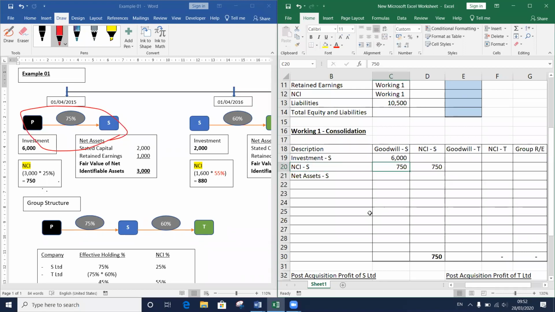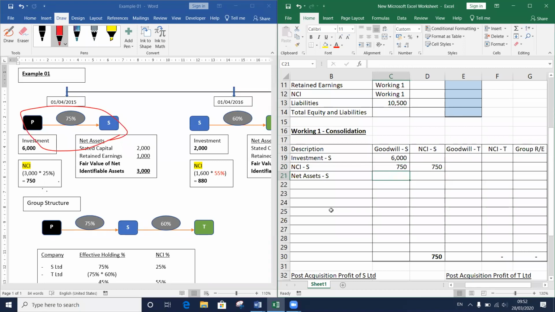I have debited the NCI value of S to my cost of control account, and I have credited it to my NCI account. Cost of control account debited, NCI account credited.